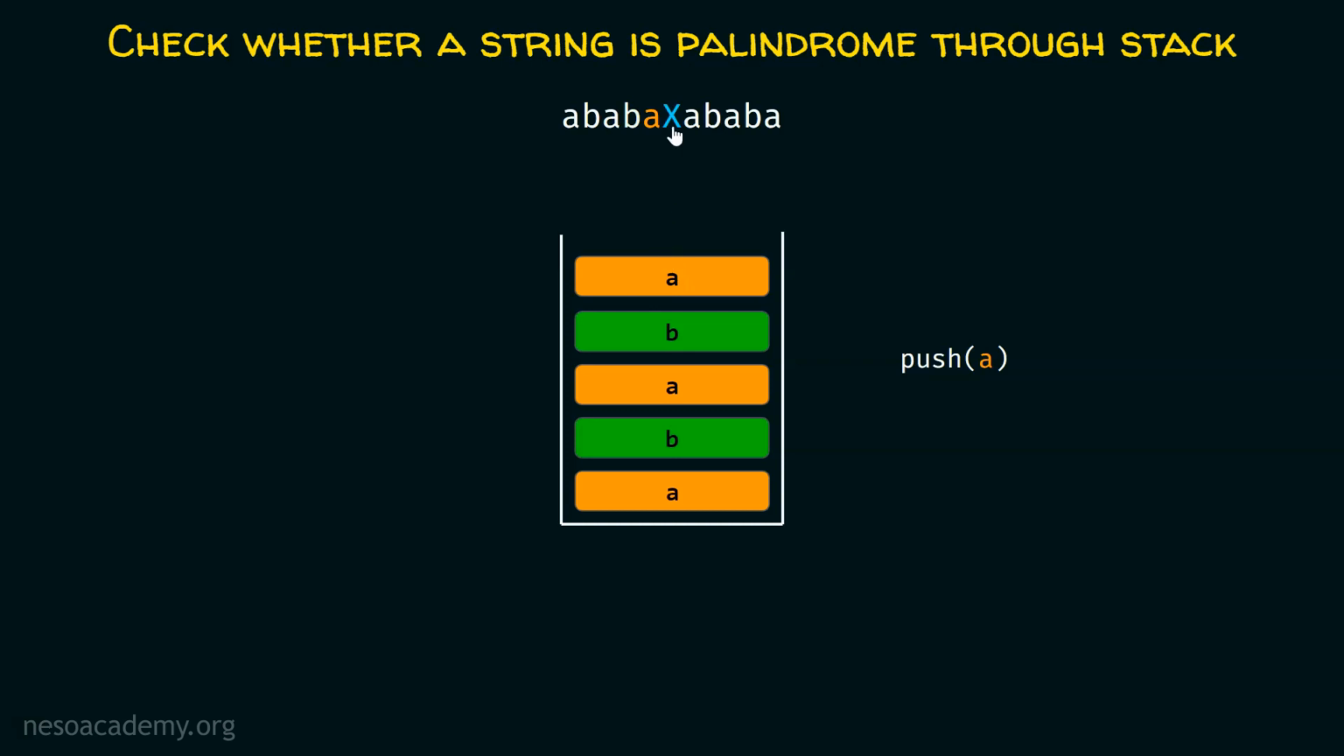Now we have reached the middle of the string, isn't that so? We know that the middle of the string is always marked with capital X. What we will do at this point? We will not push this character onto the stack. We'll simply skip this character. Okay.